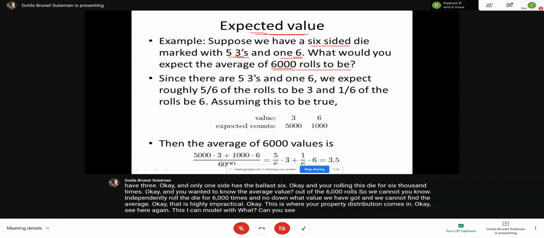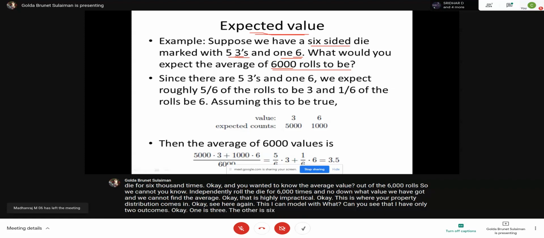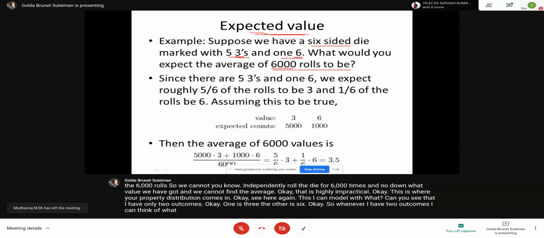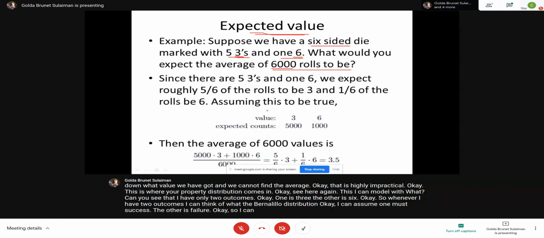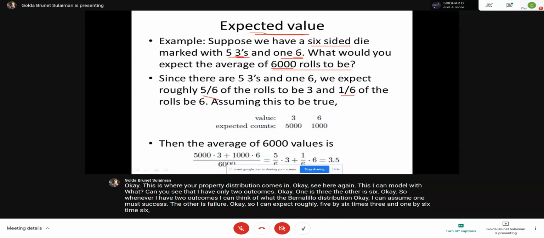Can you see that I have only two outcomes? One is 3, the other is 6. Whenever I have two outcomes, I can think of the Bernoulli distribution. I can assume one as success, the other as failure. So I can expect roughly 5 by 6 times 3 and 1 by 6 times 6. This is using the simple Bernoulli.